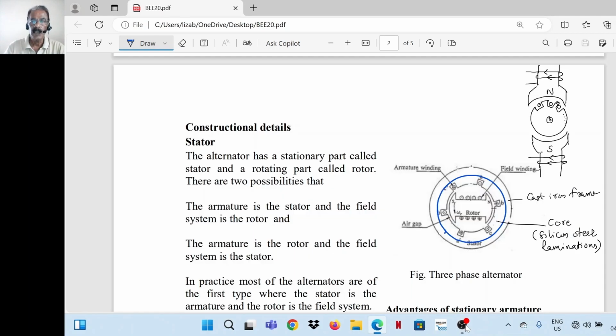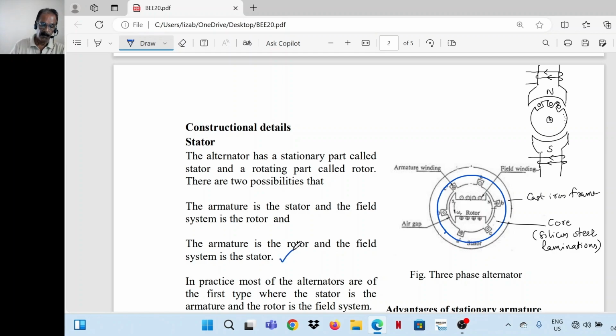Now we have seen the working principle of synchronous generator. The generator, as any other electrical machine, has got a stationary part as well as a rotating part. So there are two types of construction for an alternator, that is armature is the stator and field system is the rotor. That is one type, which is the most commonly used type. And the other one is armature is the rotor and field system is the stator.